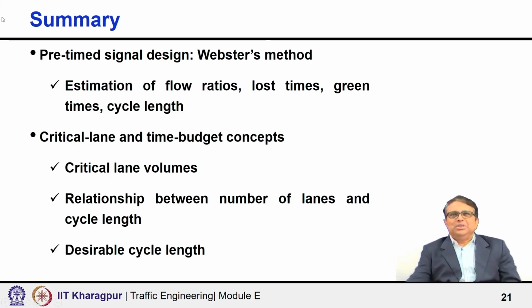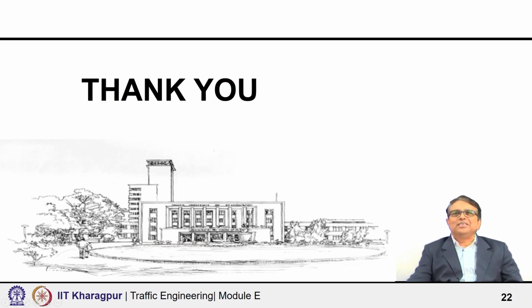So, altogether we discussed here the pre-timed signal design using the Webster method, the estimation of flow ratios, loss time, green time, and calculation of cycle length. Then the concept of critical lane and also the concept of time budget, how to calculate the critical lane volumes, the relationship between the number of lanes and the cycle lengths, how the whole thing can change, and how you can calculate the desirable cycle length. With this, I close this lecture. Thank you so much.